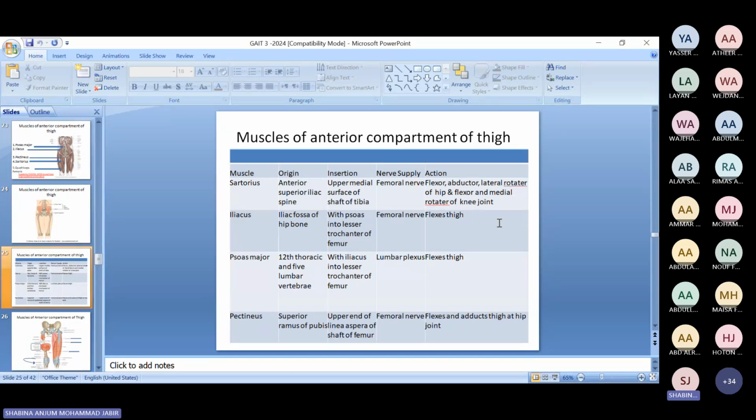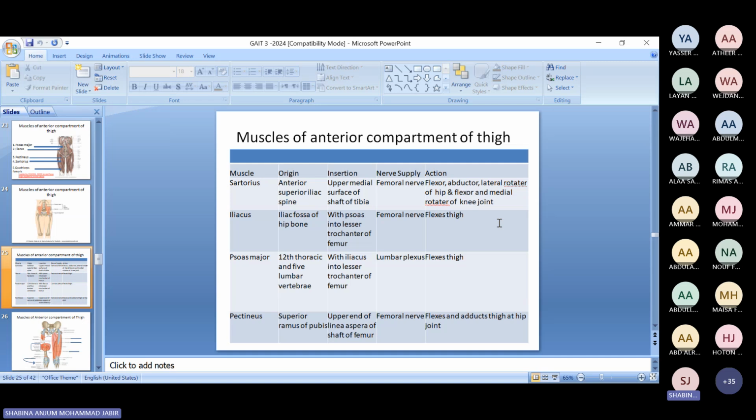And what will be the action of the muscles of the anterior compartment? Flexion. Mostly, if you see, they are small muscles. They will do the flexion of the thigh. But if the muscle is big, and it is crossing the knee joint, the action will be different.